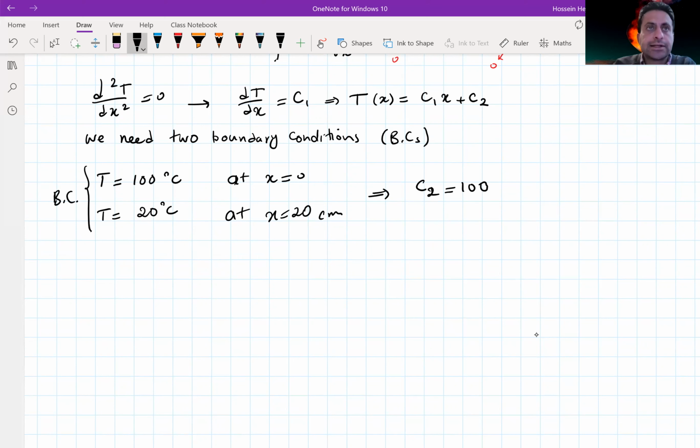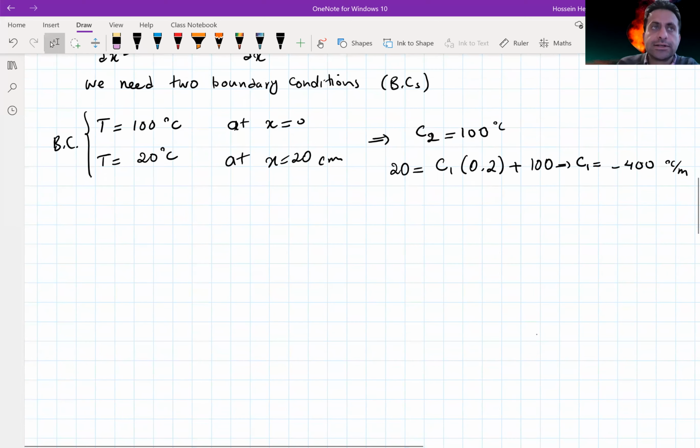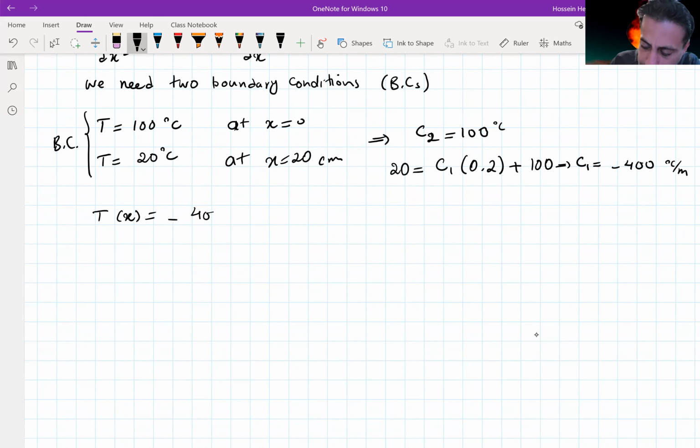And if you replace that, 20 degrees C is going to be c1 times 0.2. This is in centimeters, so I'm going to be careful and put it in the unit of meter, because your k is in that unit, plus 100. From here, c1 gives minus 400 degrees C per meter. This is the unit of that constant. If you replace them, you can get the temperature profile. T of x is going to be minus 400x plus 100.